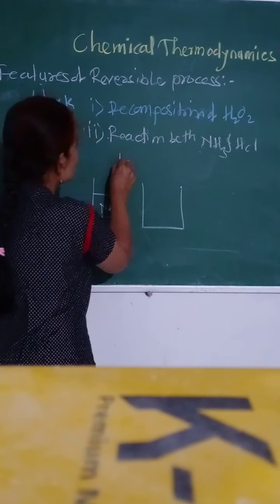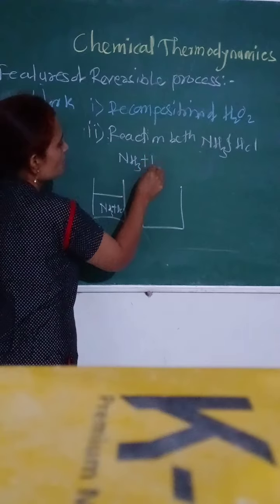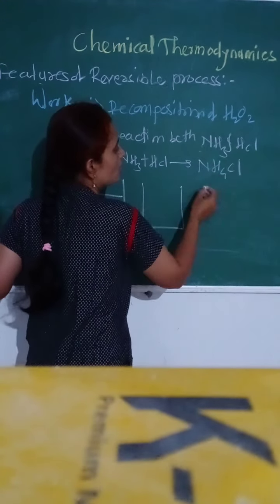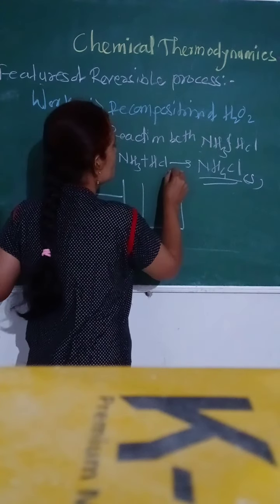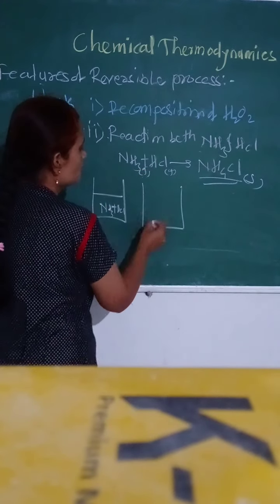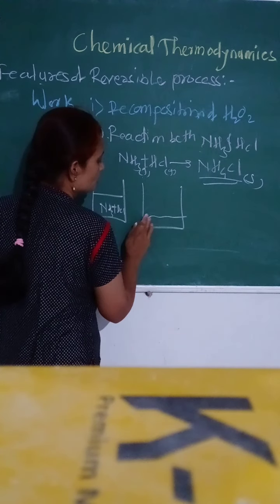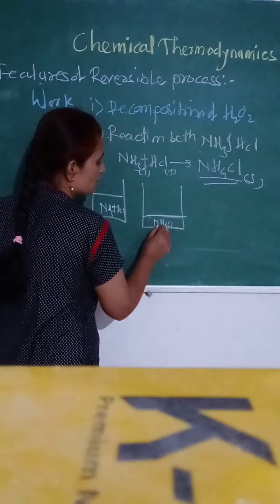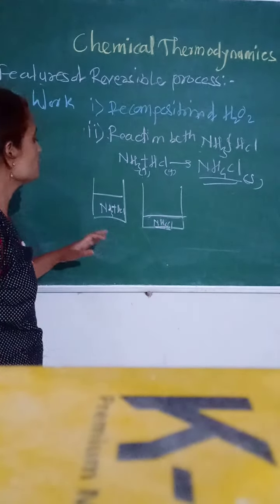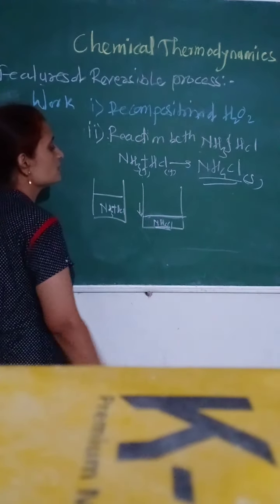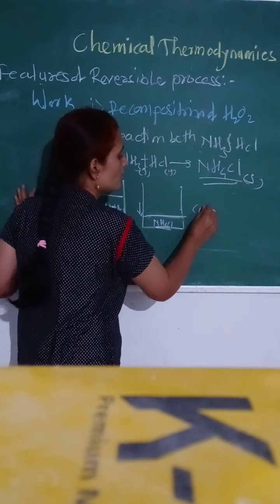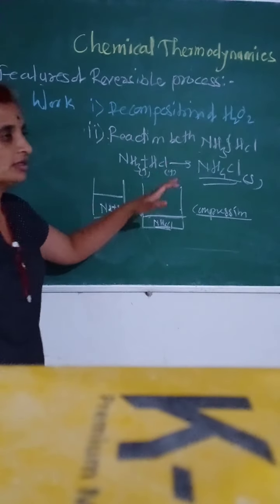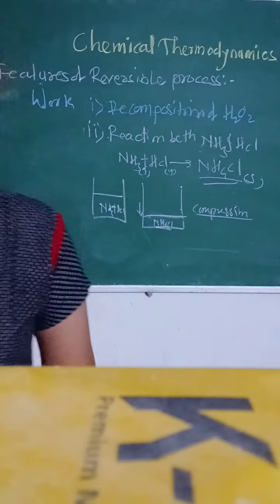The reaction NH3 plus HCl gives rise to NH4Cl, which will be in the solid phase, while the reactants are in the gaseous phase. So here solidification happens. See here, the solid NH4Cl is formed, which means the level decreases. Here there is compression.